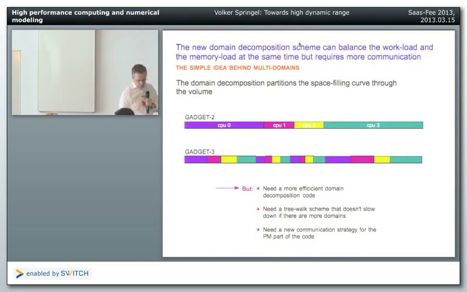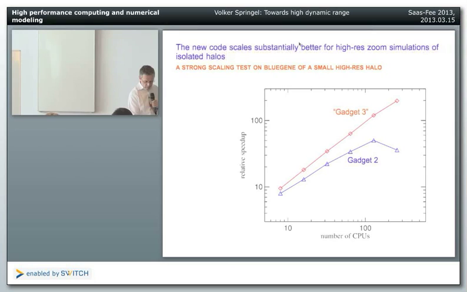And this is what is done in the Gadget 3 code. When you have 4 processes, you're not chopping off the space-filling curve in just 4 pieces, but in many pieces, and then they are recombined to achieve a better workload balance. And on a scaling test, you see this here, that this creates a better scalability to large processor numbers because of exactly this effect.